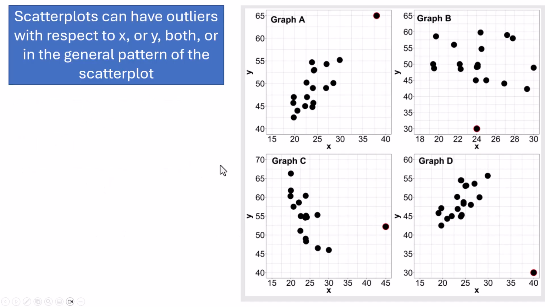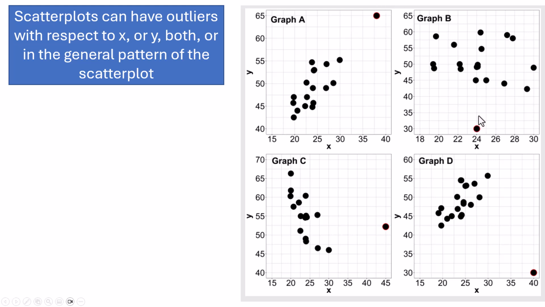Now, when it comes to outliers, scatter plots can have outliers with respect to x, y, or both, or from just the general pattern of the scatter plot. So here's a couple of different examples of outliers and how they might look on the graph, right? In this case, it looks like we have an outlier in terms of both x and y, right? This one's much higher than any of the other x's, and it's also much higher than any of the y's. So this would be an outlier in terms of both x and y, but not in terms of the pattern. It still fits the pattern pretty well.